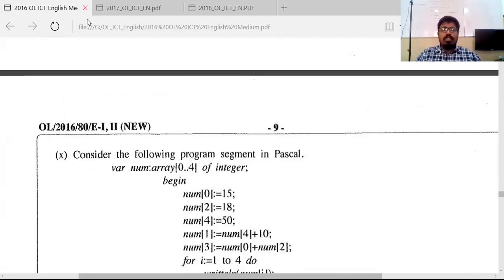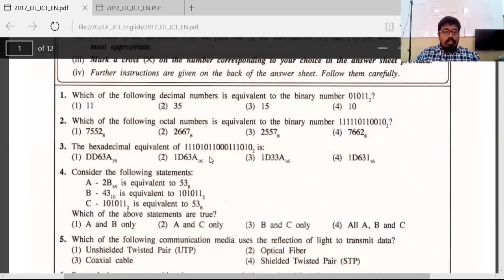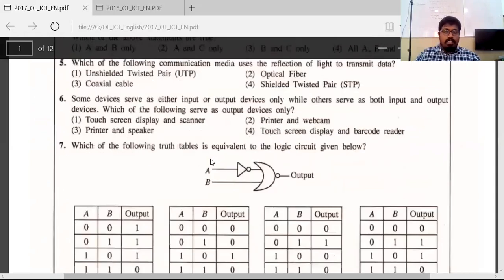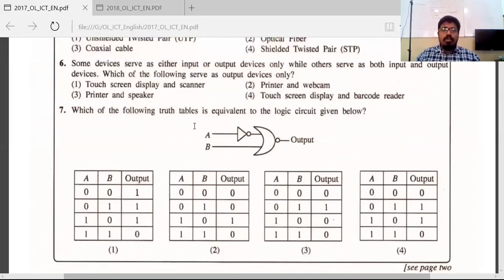Now we will move on to the 2017 paper. Part 1, question number 7. So 2017, part 1, question number 7. You can observe, which of the following truth tables is equivalent to the logic circuit given below. Right? So A, you are taking the complement, and then B, A bar plus B holding bar. So now I will write the output expression first, right?